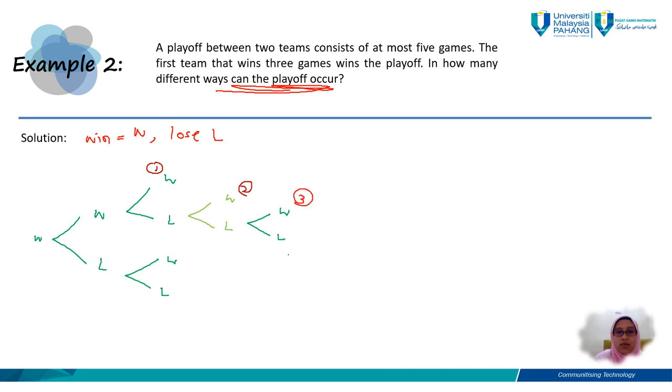Okay, but win, win, lose, lose, lose. Okay, that means the first team loses three times. That means the other team wins three times. Okay, so this will be our number four.